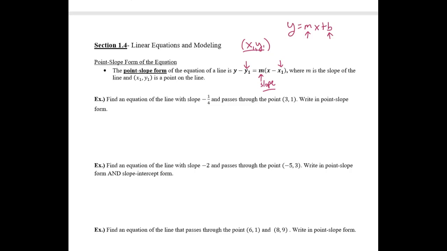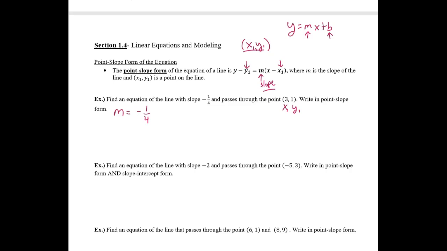Looking at this first example, it says, find an equation of the line with a slope of negative 1/4. We already have m. M is negative 1/4. And passes through the point 3, 1. Now we have our point. Write in point-slope form. So on this example, we have all the information we need. To write it in point-slope form, we needed a point and a slope, and we have it. We just fill in where it needs to go.